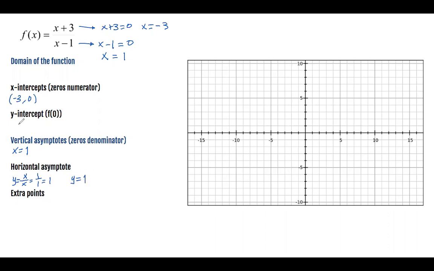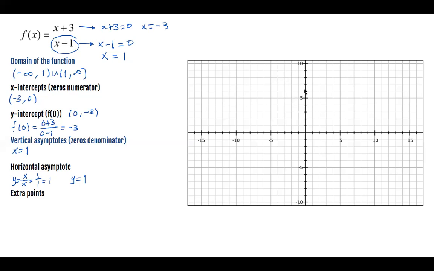Now, the y-intercept is going to be found by evaluating the function at 0. So we're going to get 0 plus 3 divided by 0 minus 1, which is -3. The coordinate over here is 0, -3. And we are not going to forget about the domain of the function, which is based on the denominator. So we're going to go from -infinity to 1 and from 1 to infinity. That's everything we have thus far, and we're going to use it to sketch the graph.